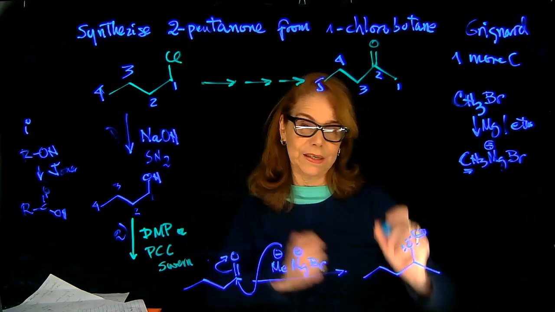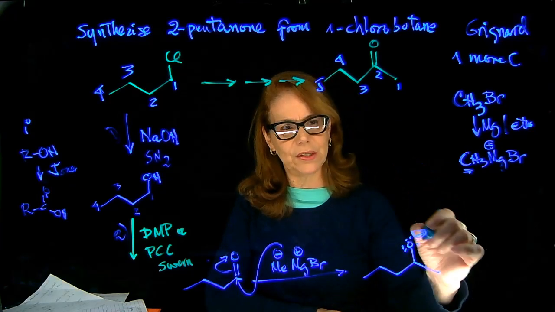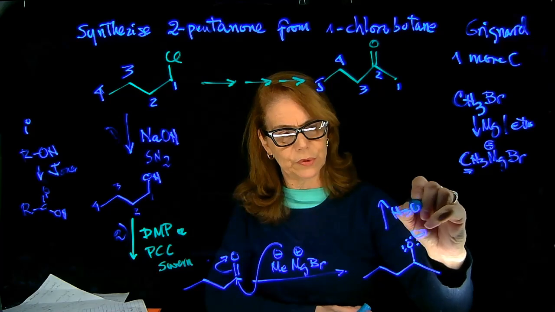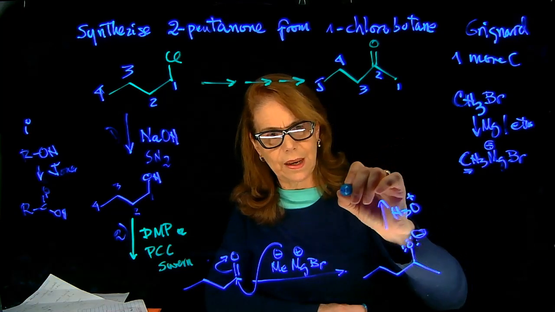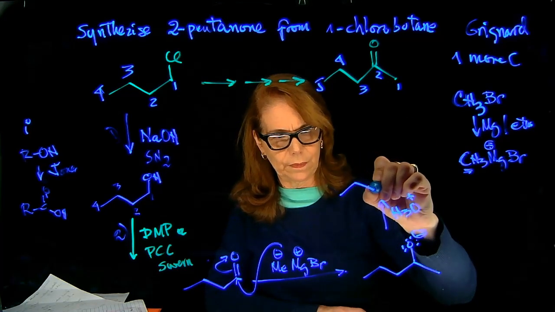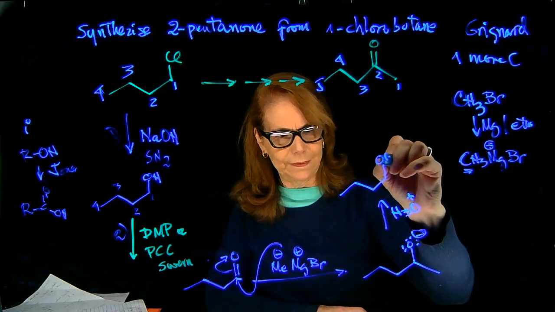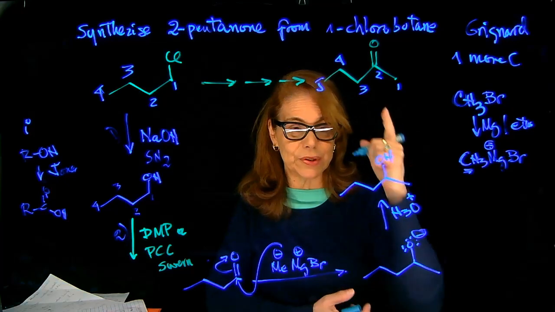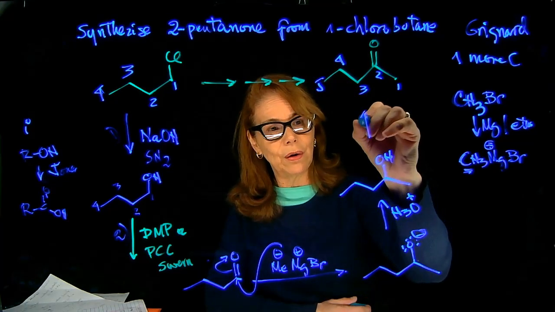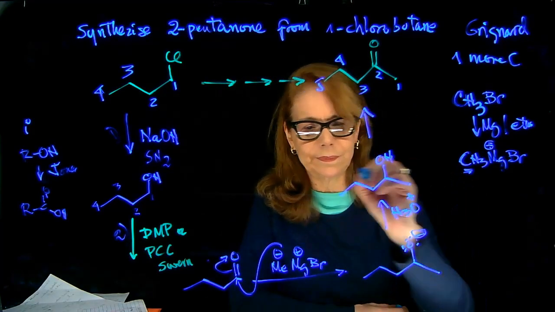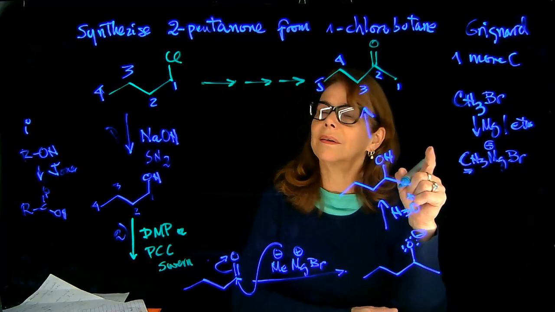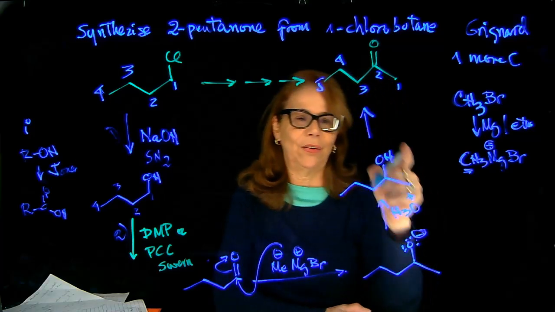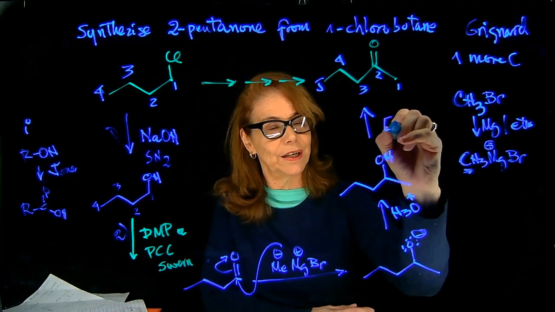So now we're not there yet. What do we need to do? After the Grignard, you always have a step in which you need to protonate the alkoxide and form the alcohol. And this is your alcohol. And now you have 1, 2, 3, 4, 5 carbons, which is what you needed. How do we go from 2-pentanol to 2-pentanone? So that is an oxidation. We need an oxidation here.